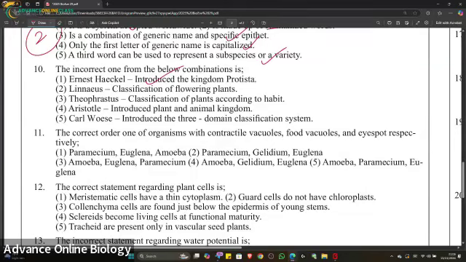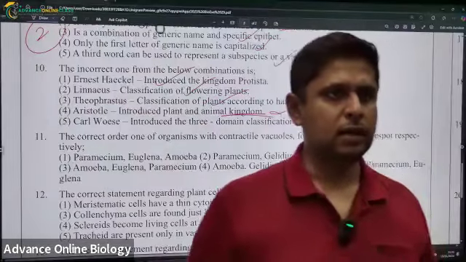Correct. Linnaeus: classification of flowering plants. Linnaeus, correct. Theophrastus: classification of plants according to habitat. Theophrastus, Harini. Aristotle introduced plants and animal kingdom? No, he didn't use the word kingdom. Kingdom came from Linnaeus, right? Kingdom came from Linnaeus, so we can't take that.